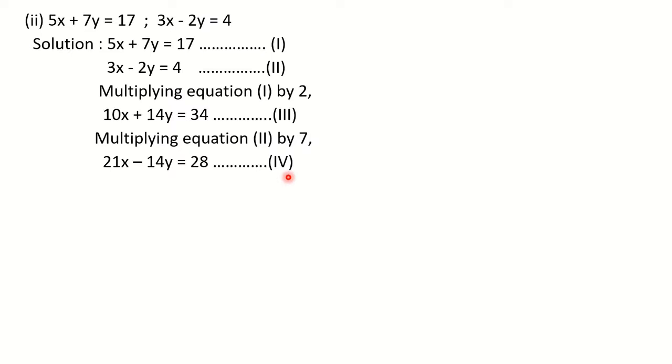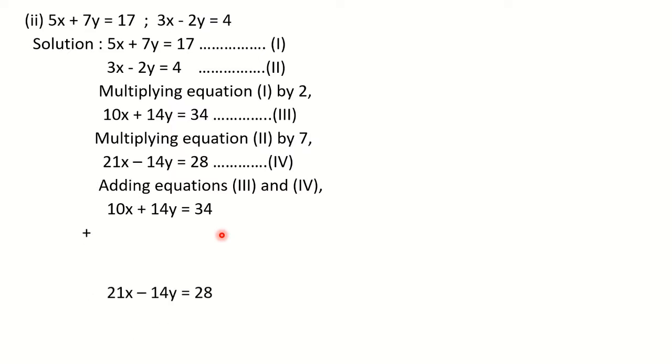Equation number 4. Okay, so in this way we have equated the coefficient of y by multiplying both the equations by suitable numbers. Now they are having opposite signs. That is why we are going to add them. So write down adding equations 3 and 4. So write down equation 3 up, that is 10x plus 14y is equal to 34, plus equation number 4 below that, that is 21x minus 14y is equal to 28.